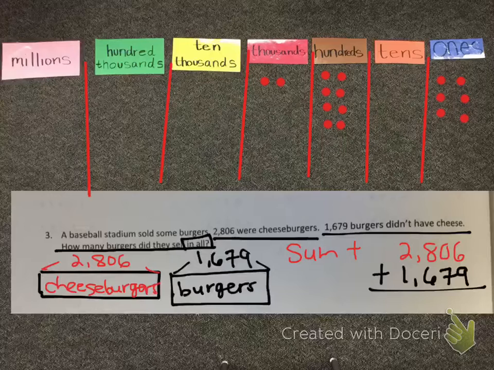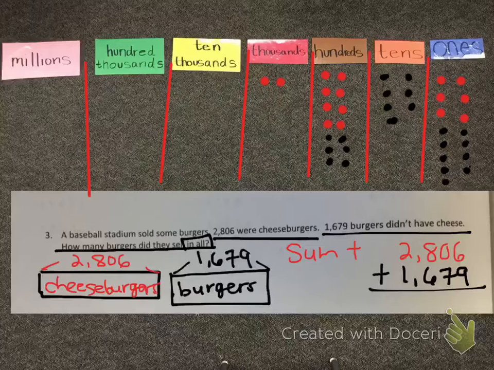Now let's represent 1,679 in dots. So we have 9 ones. Oh man, that's a lot. Okay, so 1, 2, 3, 4, 5, 6, 7, 8, and 9. We have 7 tens. So 1, 2, 3, 4, 5, 6, 7. We have 6 hundreds. 1, 2, 3, 4, 5, and 6. And we have 1 thousand. Cool. Awesome.